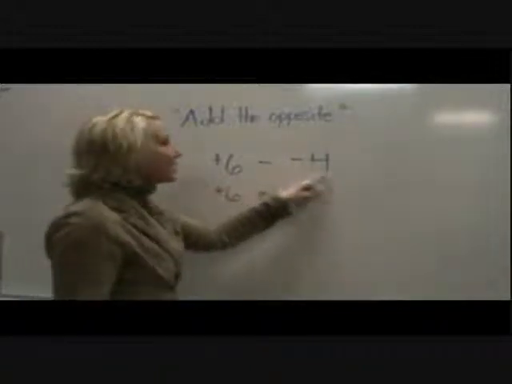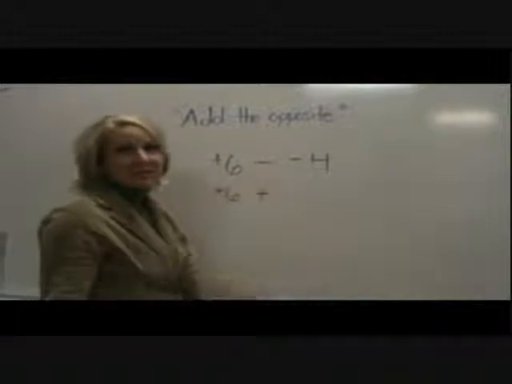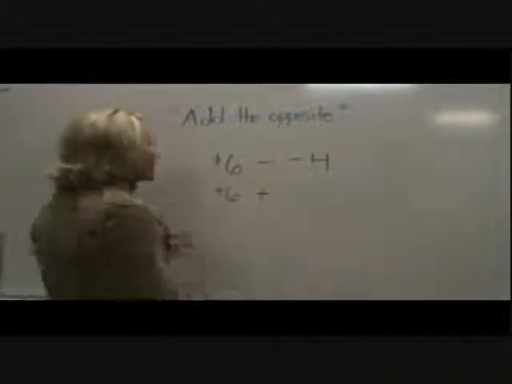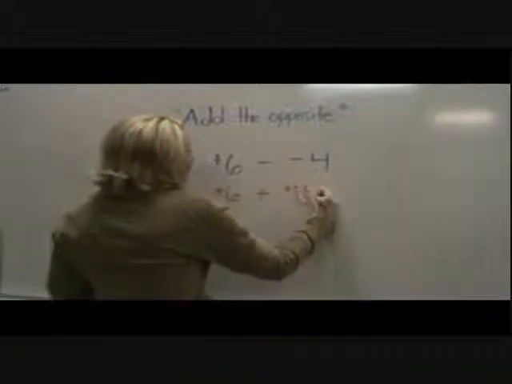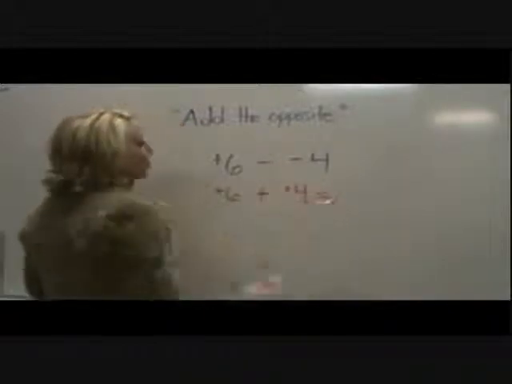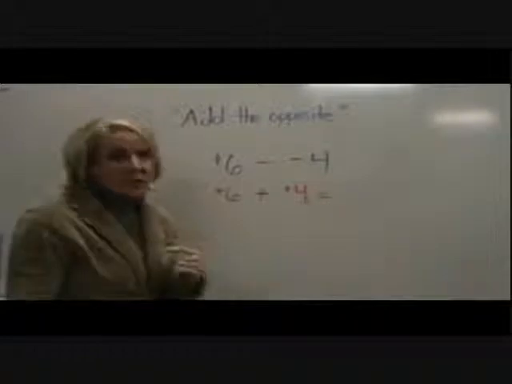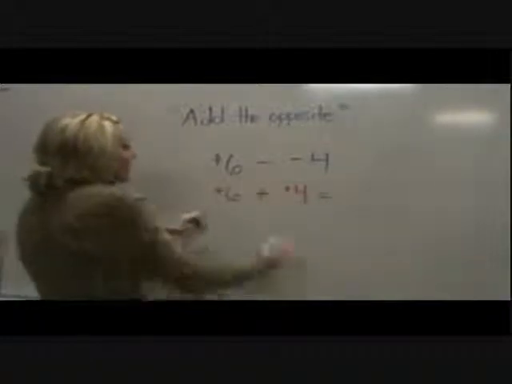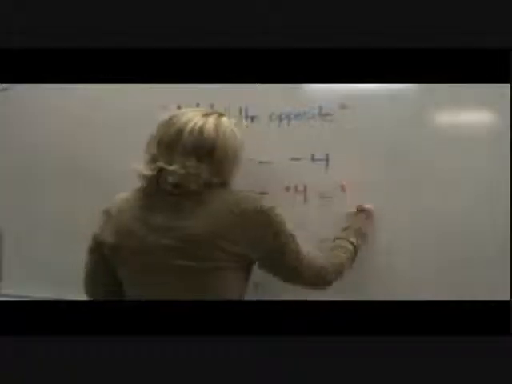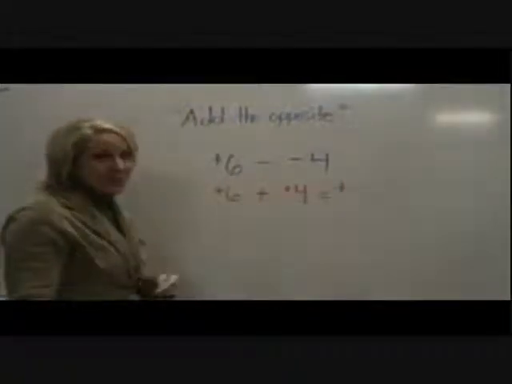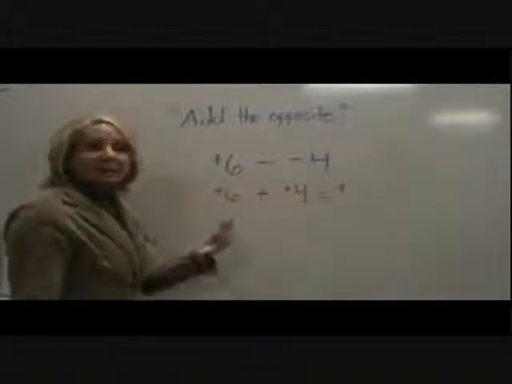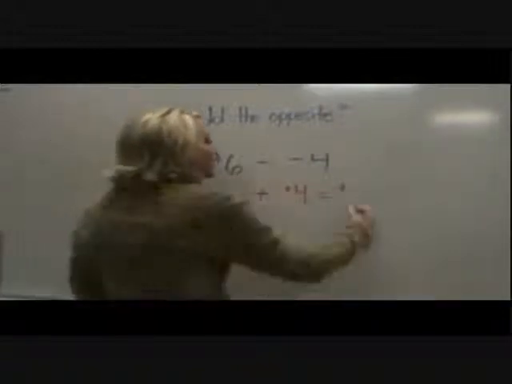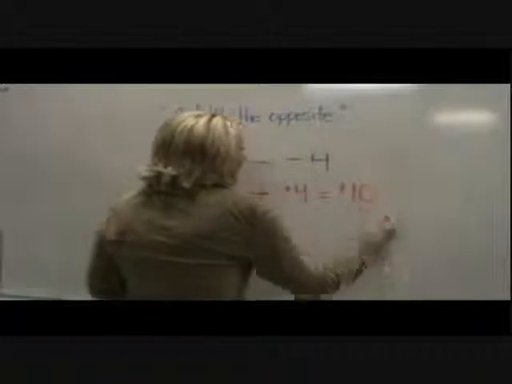The number here is negative 4. The exact opposite of negative 4 is positive 4. So we would change this into its opposite, positive 4. And again, this is our new problem. We have to fall back on our addition rules. The rules that we know is when the two addends have the same sign, that's the sign our answer is going to have. Then you add the absolute values, which would be 6 plus 4. 6 and 4 is 10, so our answer here is positive 10.